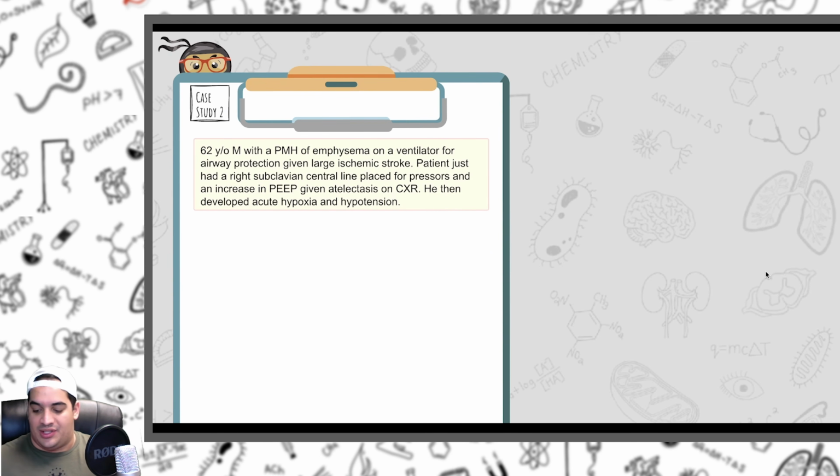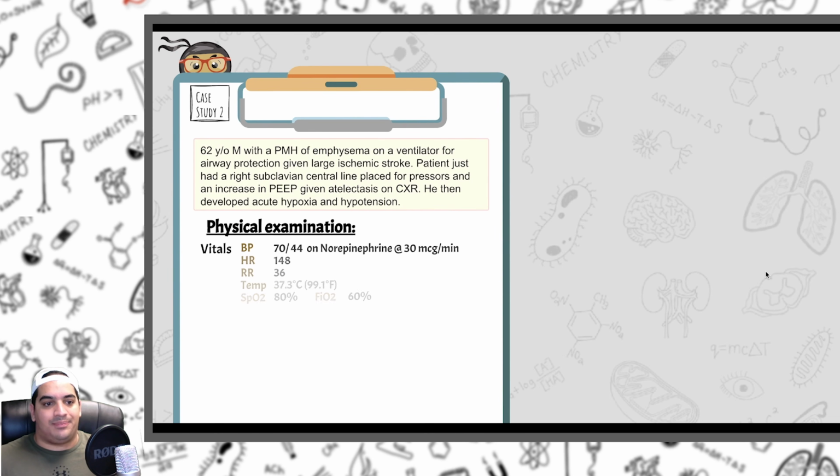This is a terrible situation here. I work in the ICU, so I like to place a lot of subclavian central lines, but this is concerning for potentially a pneumothorax. So when we look here, the patient's BP is terrible, 70/44, and they're on norepinephrine at 30 mics. That's a very high dose of norepinephrine on this patient, so a very concerning, very poor situation here.